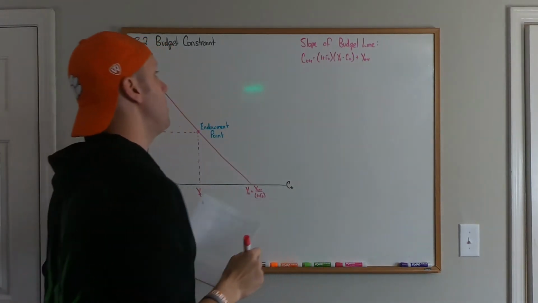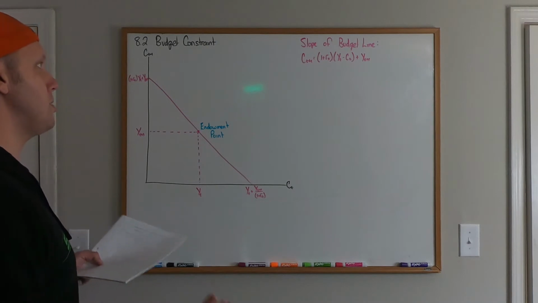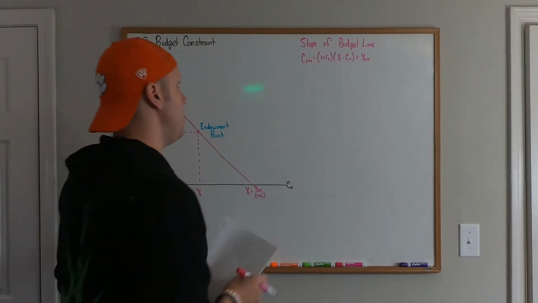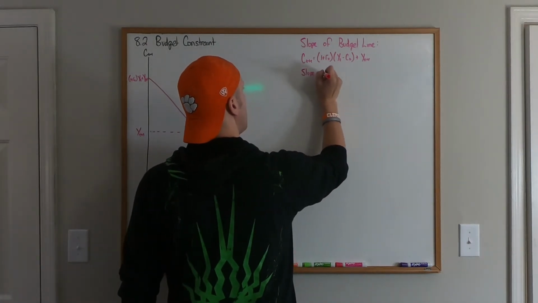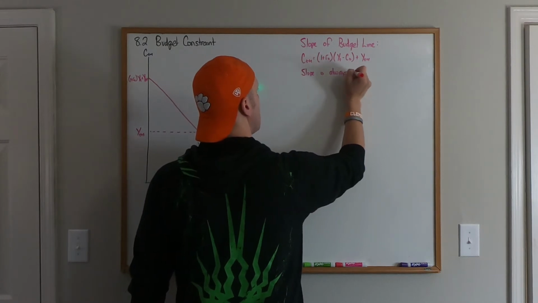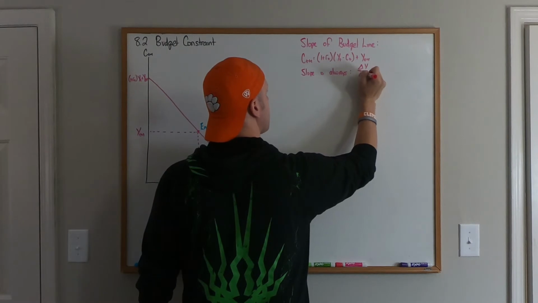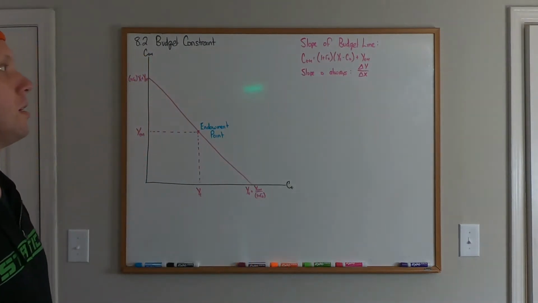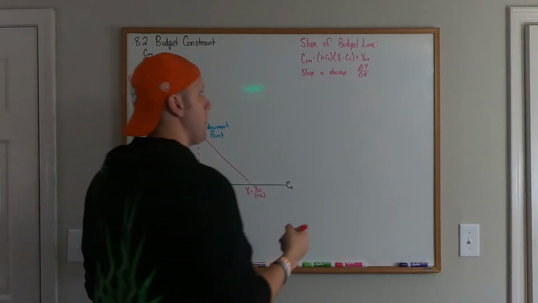All right, well, if this is my budget constraint, my budget line, and I want to know the slope of it, what is the slope of any line? Well, it's the change in y over change in x, if we're looking at xy space. Right, rise over run.